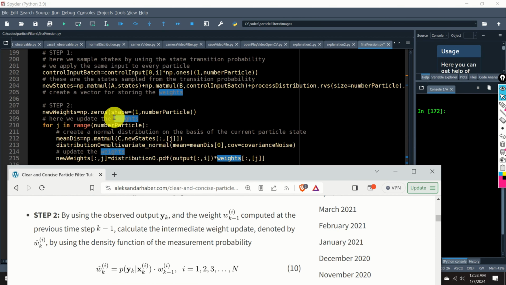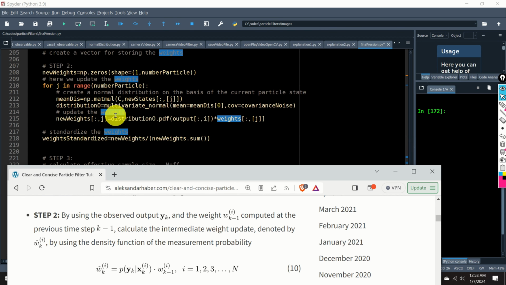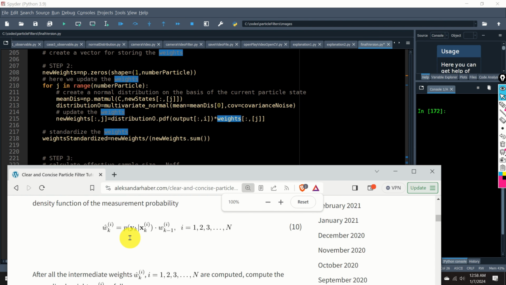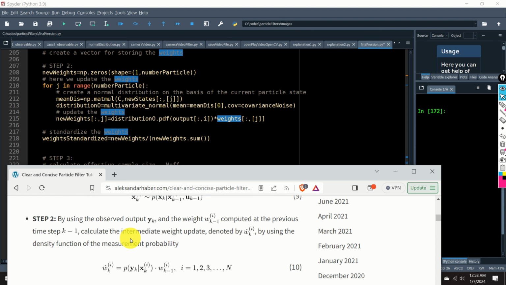Next, let's explain step number 2 of the algorithm. Here's how we implement this step in Python, and here's the formal statement of step number 2. In step number 2, we first implement this equation. We compute the mean of this measurement distribution. The mean is actually C times xki.